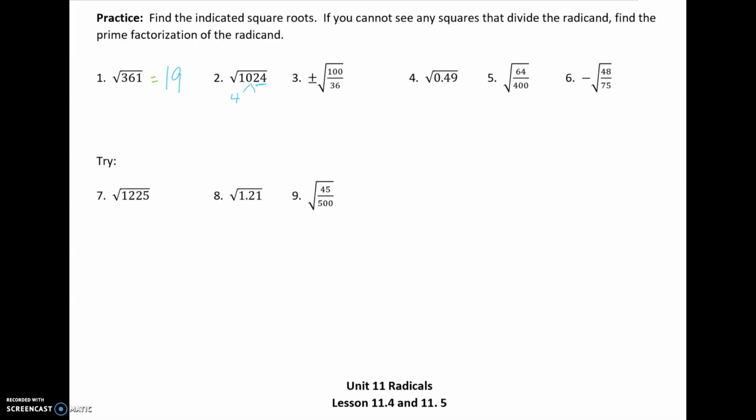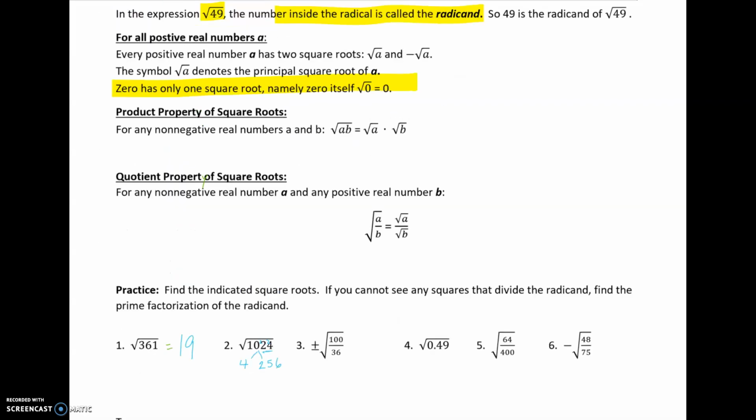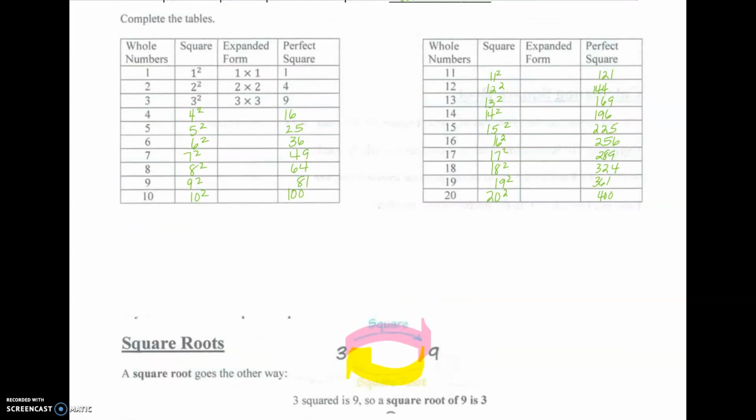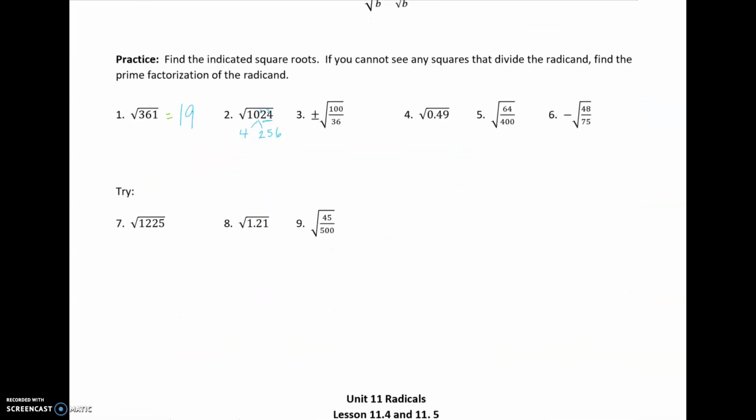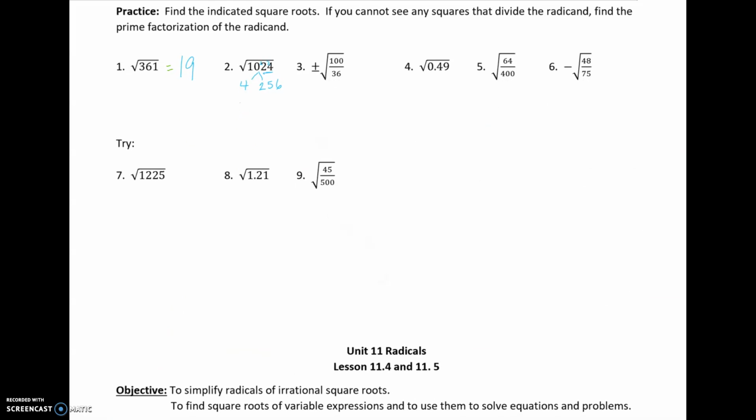Okay, so then I might have to divide and see what's left. Well, how many times does 4 go into 10? It goes in twice. How much is left? 2. How many times does it go into 22? 5. How much is left? 2. 256. Well, let's go up. Is 256 a perfect square? It is. It's 16. So I'm going to rewrite this as 4 times 256.